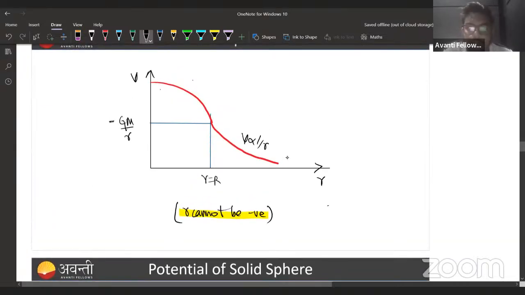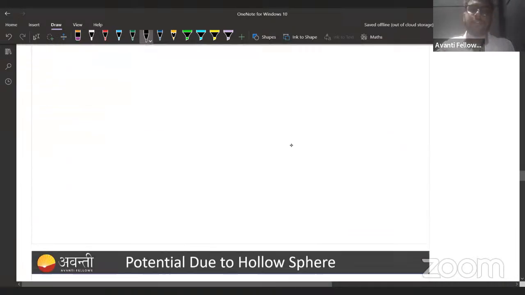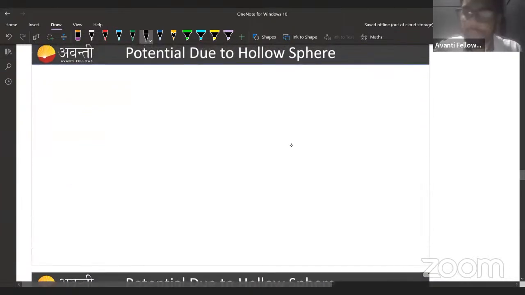So at distance R by 2, let's say this distance R by 2, where can I find this value? Okay, I'll give you a homework, since the time is running out. You have to figure out how it makes sense in the graph. Till then, I'm just going to tell you one last thing. Then we are going to wrap up this session.